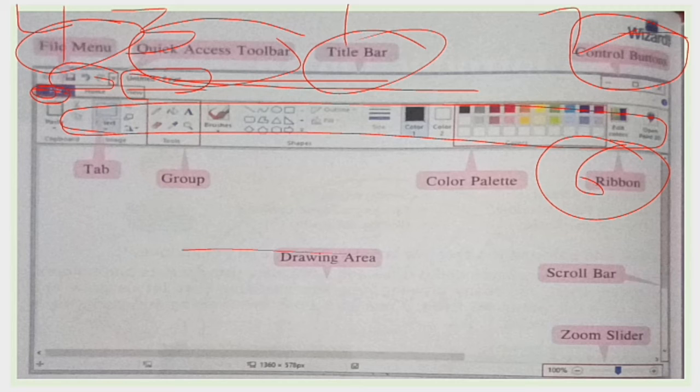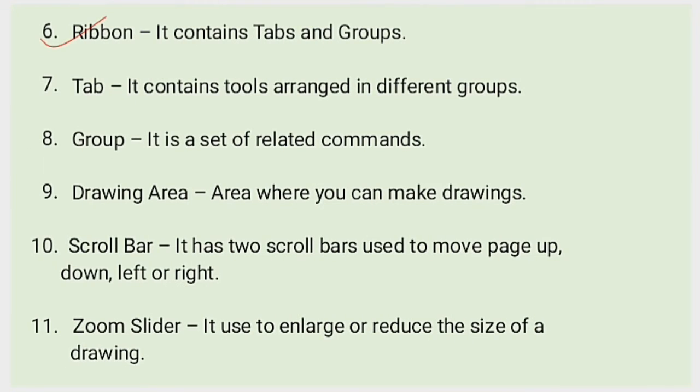Number 6. Now next is tab. It contains tools arranged in different groups, and a group is a set of related commands. What does it mean? It means in a tab there are different tools arranged in different groups. We have divided the tab into different groups. And what are in the groups? Groups are the commands, basically a particular command for a particular thing.